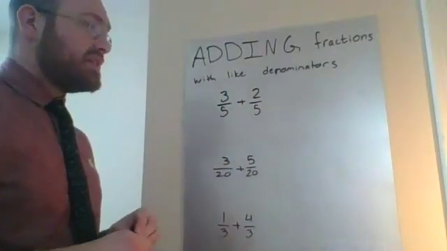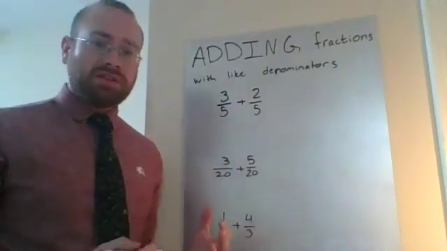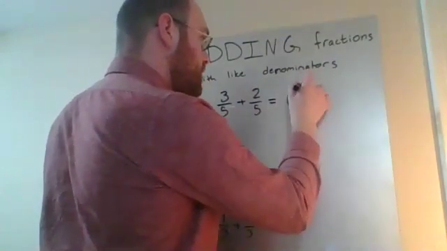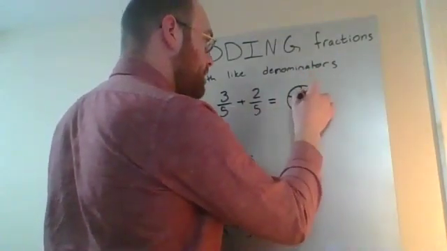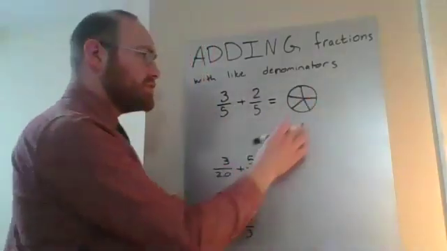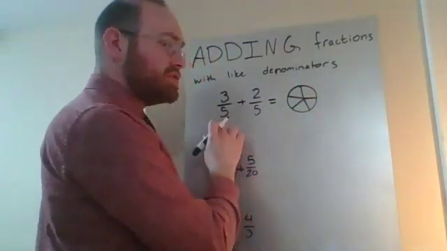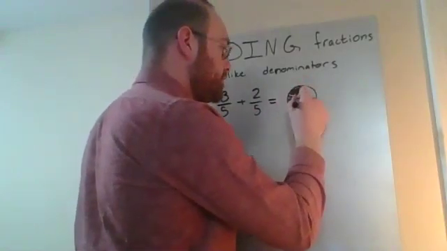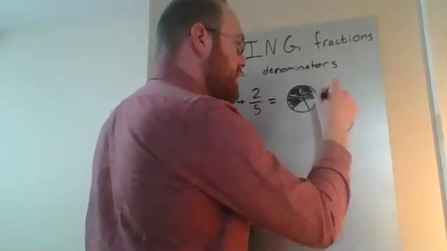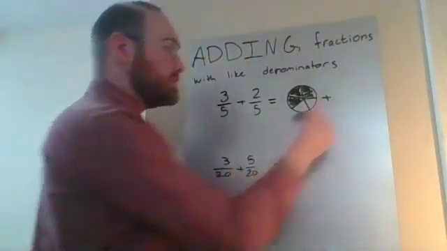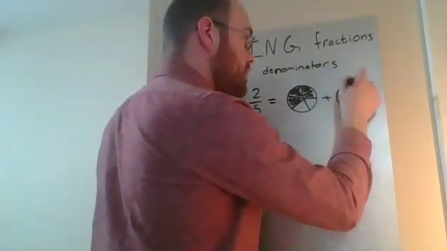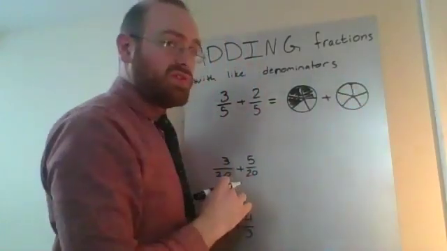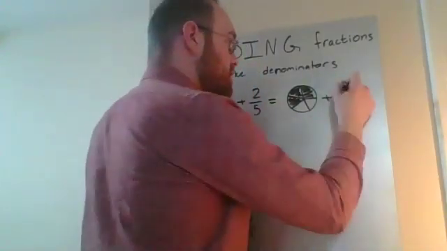To figure out how we add fractions, let's draw these as pictures. So on the left, we have 3/5. So a circle with 5 parts because our denominator is 5, and we're going to shade in 3 of them. And we're adding this to 2/5. So we can draw a circle with 5 parts and shade in 2 of them.